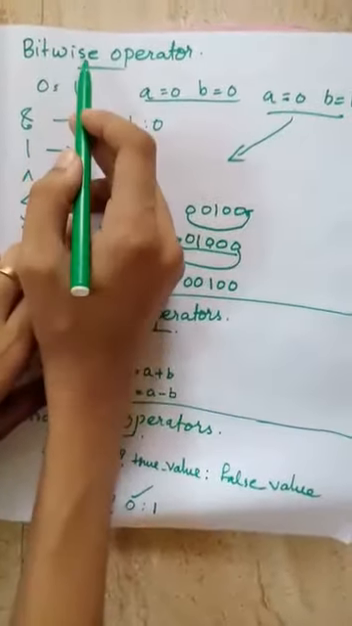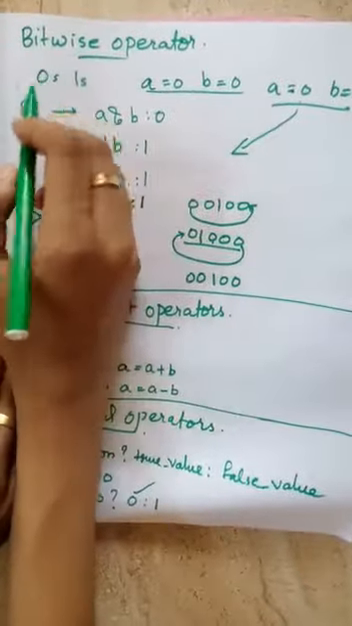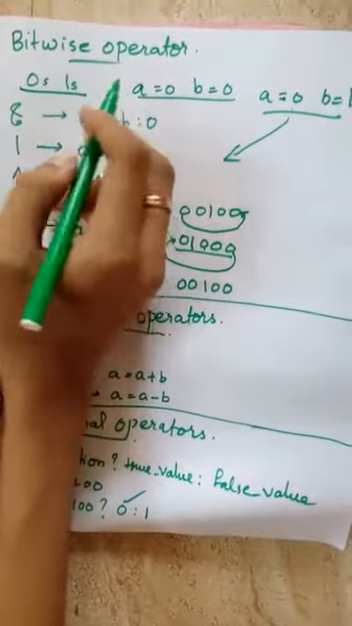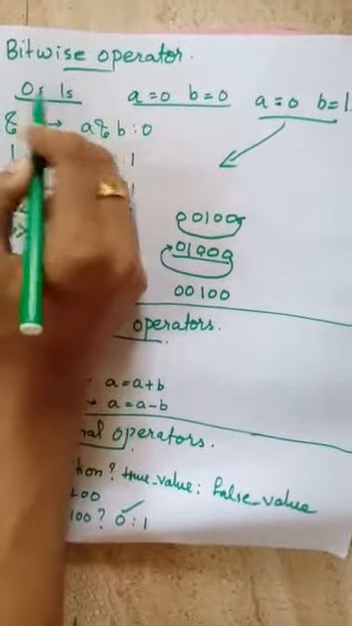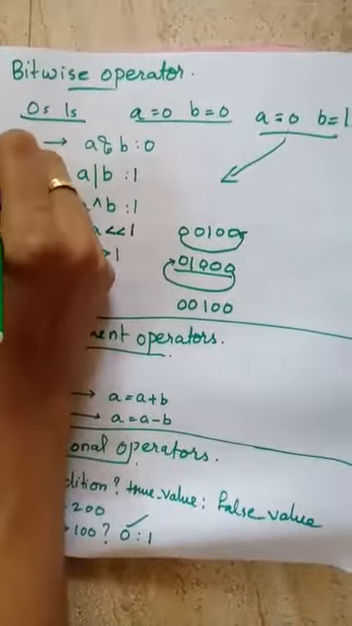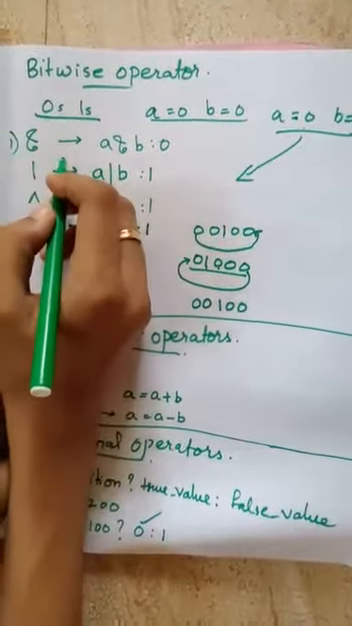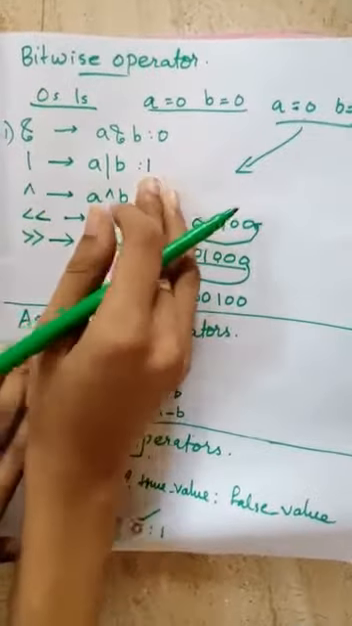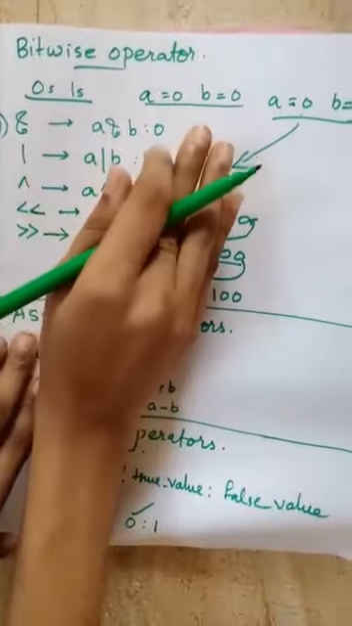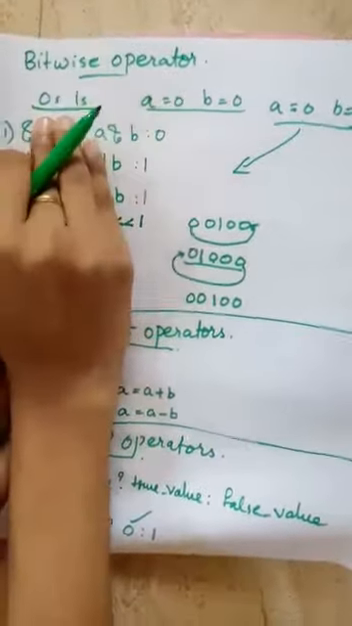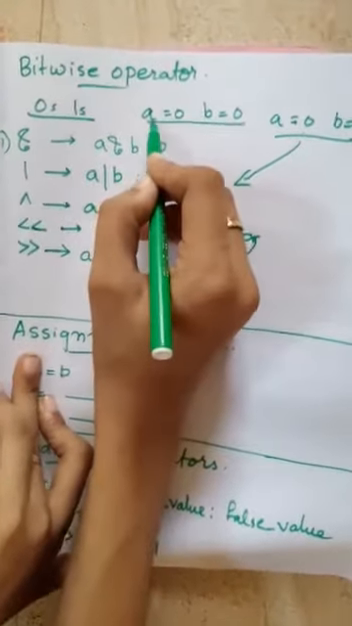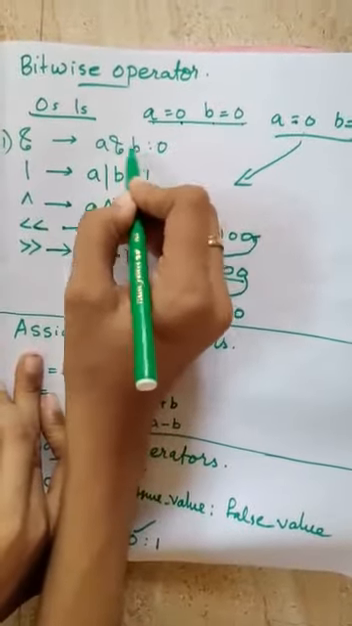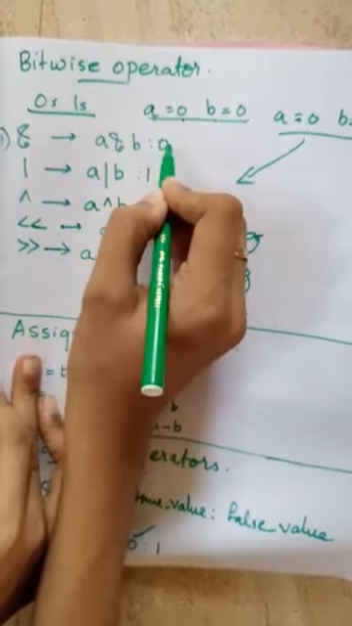Next is the bitwise operator. Bitwise operators are basically used for zeros and ones, that is bit by bit operators, binary operators. The first one in that is bitwise AND. The bitwise AND operator does the same as the logical operator, but it is applied in binary or bits. So suppose we are considering A is equal to 0 and B is equal to 0. Then A bitwise AND B will give 0.